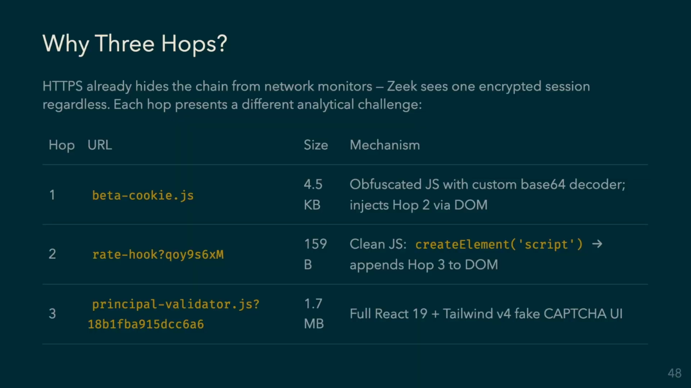199 packets from client, 1,271 from the server, 1.7 megabytes transferred for CAPTCHA. Most production websites have smaller bundles. That's your detection signal. 1.7 megabytes of React from a .top domain is not a CAPTCHA, it's a rat delivery platform. So why 3 hops?